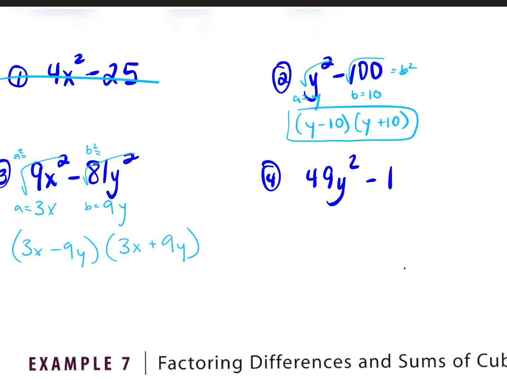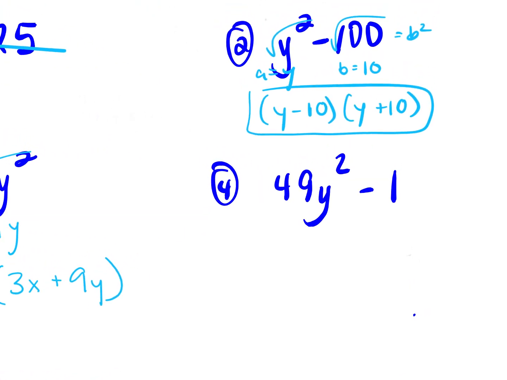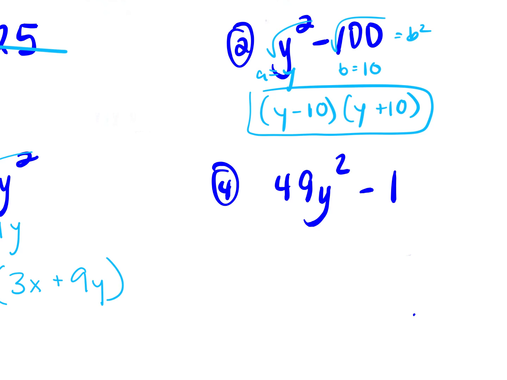Let's look at number 4. 4 is the difference of squares also. Be careful, because sometimes we may not think that it's the difference of squares when we see a 1 there, but 1 is a perfect square. So our first term is our a squared. We want to take the square root to figure out what just our a is, and then we want to take the square root of our b squared to find out what just our b is.